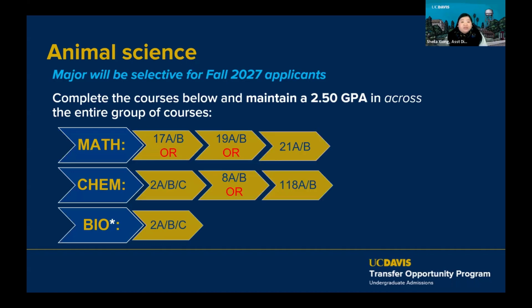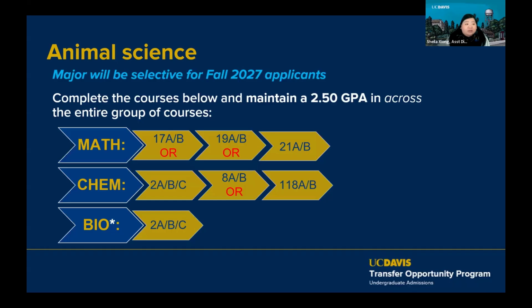All right. So next for the animal science major, once again, this is a new major too, and it's going to be selective starting next year for fall 2027 applicants. If you are applying to animal science, you want to make sure that you maintain a 2.5 GPA across the entire group of courses listed here.